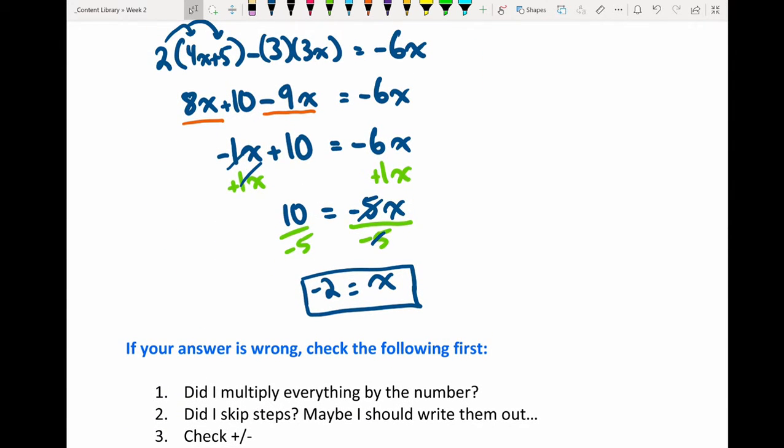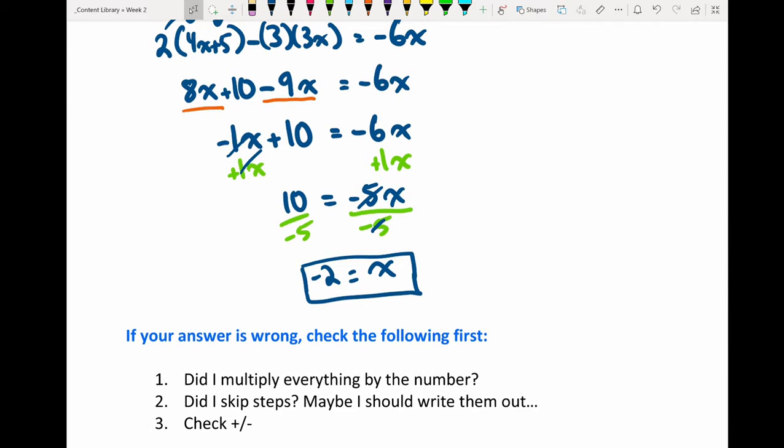Did you skip steps? Did you try to take a shortcut and do multiple steps at once? If you're getting the wrong answer, maybe you should go back and write out all the steps, so then hopefully you catch your mistake or don't miss something.